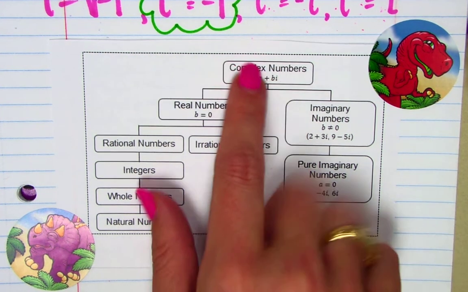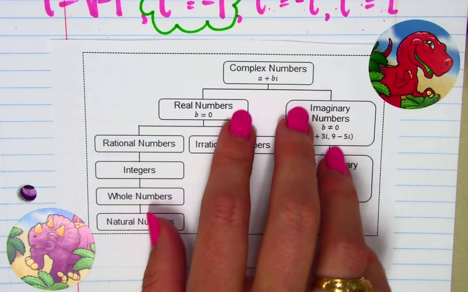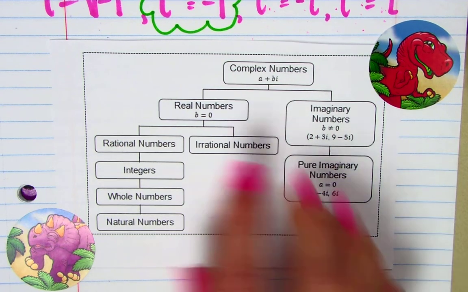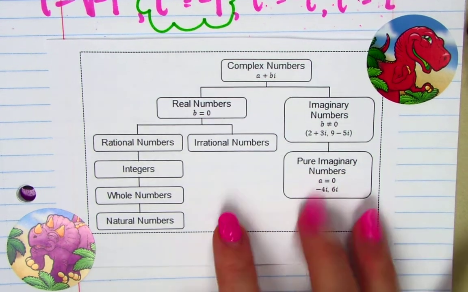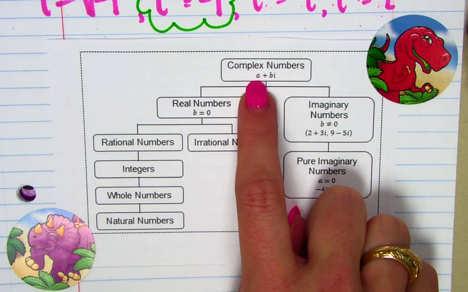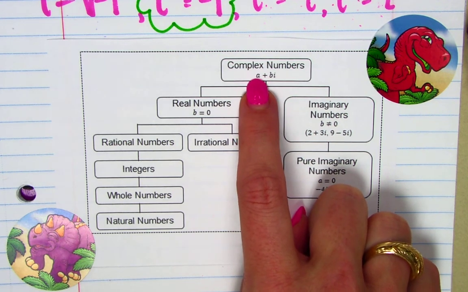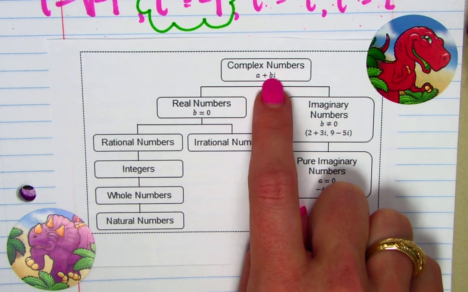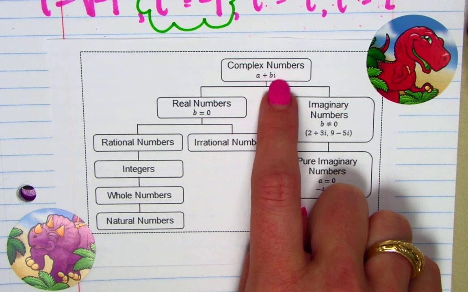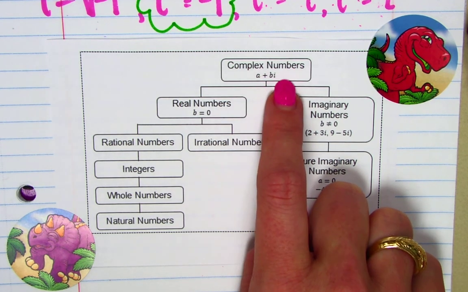So this is a little flow chart. All right, I guess it's a flow chart. It's like a little tree of what complex numbers are. Complex numbers are comprised of A, which is a real number, plus BI, which is an imaginary number. So a real number plus an imaginary number.